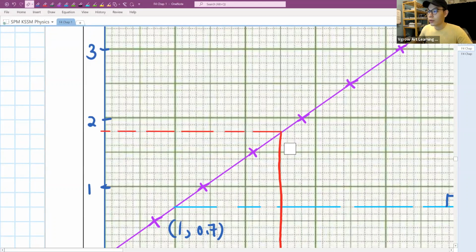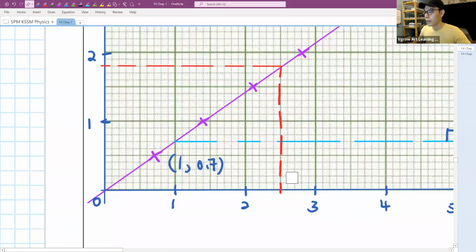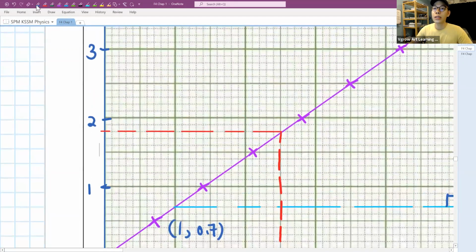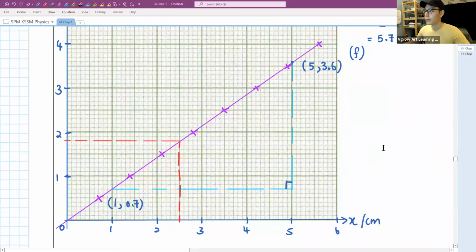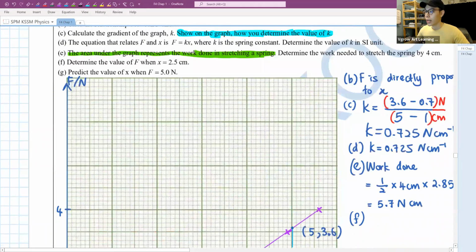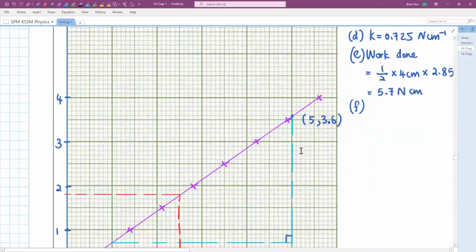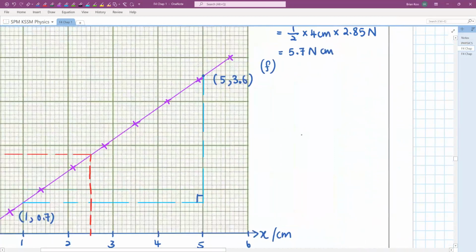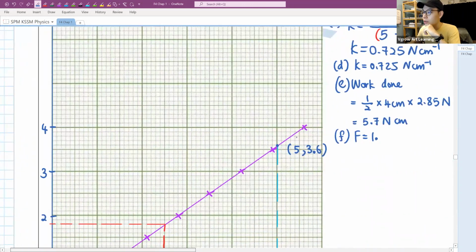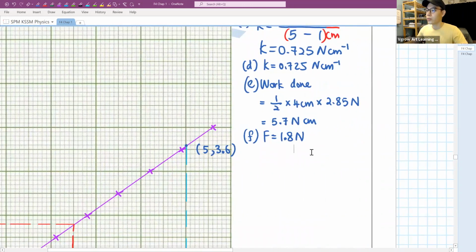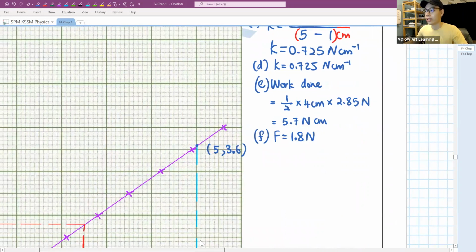So everything on your graph you can use pencil. Okay, all the drawings in science and maths can use pencil. This is going to be 1.8. Okay, my one is 1.8. What about yours? When X is 2.5, same. Okay, good. So I will say my F is actually 1.8. Okay, 1.8. Don't forget that you need newtons. So when X is 2.5, F is 1.8 newtons.